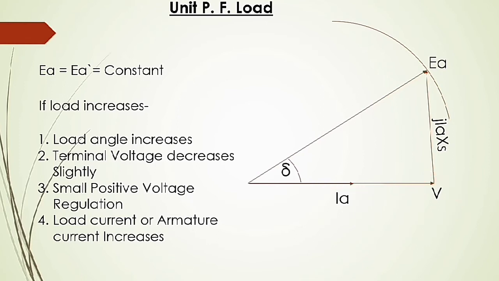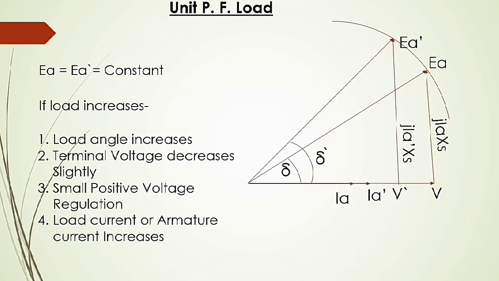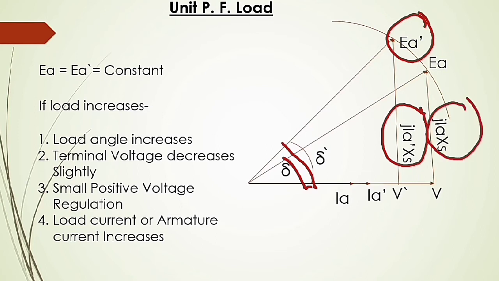So here you see, this is the new EMF value, and the load angle increases, and the current drop, or you can say the reactance drop, increases. That means the current increases and the voltage decreases. We will get the new terminal voltage, which decreases as compared to the previous one. From V it decreases, but only slightly.